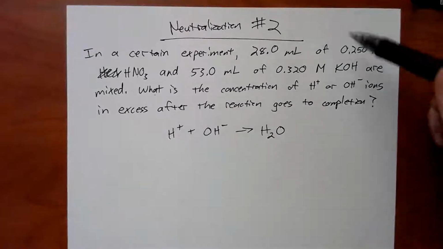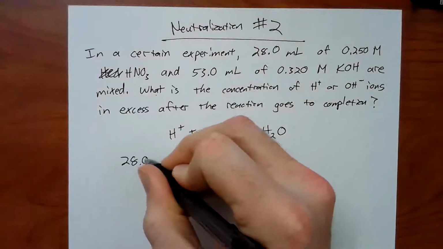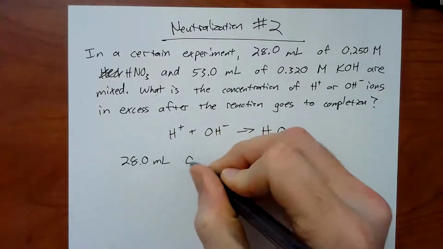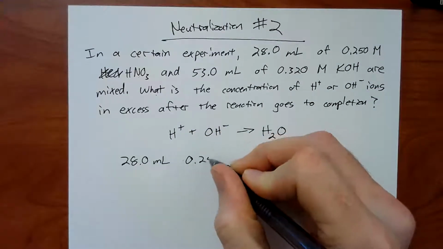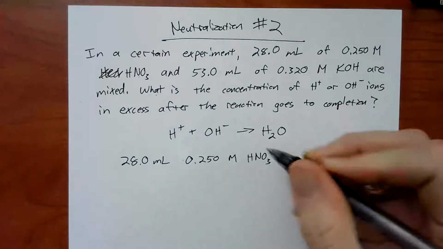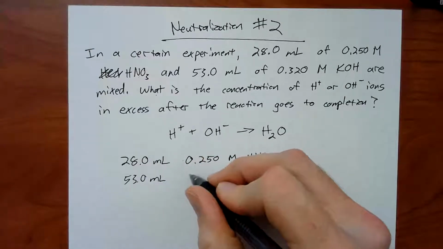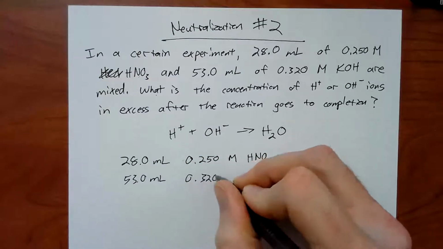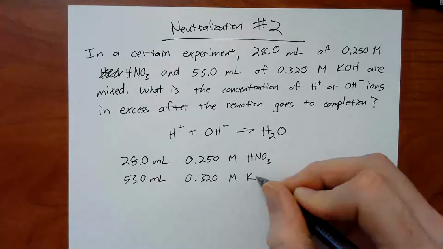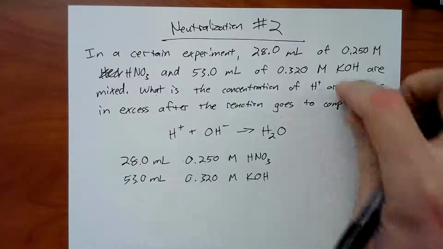So I will need to first write down my known information: 28.0 milliliters of 0.25 molar HNO3. It's great practice to start writing down known information as you go so that you know what to do, and you can refer back to it. This is a lot easier to refer back to than this stuff.